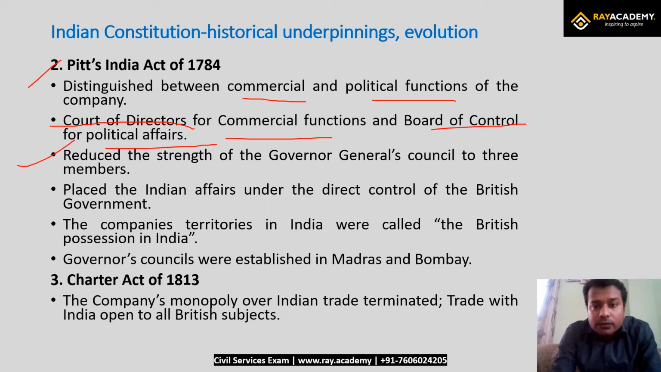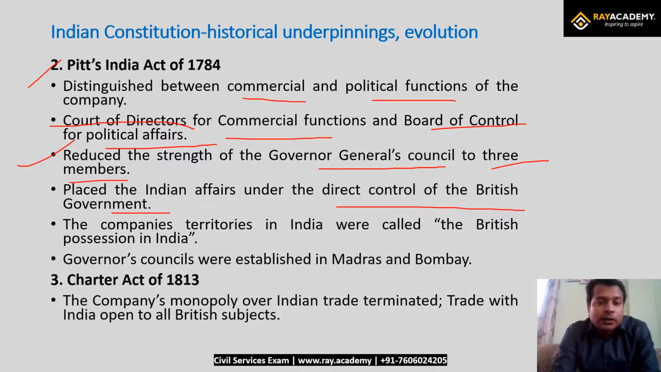Now, the strength of the Governor General's Council was reduced from 4 to 3 members. It placed the Indian affairs under the direct control of the British government. Earlier some sort of free hand had been given to the company, but with the Pitt's India Act 1784, the Indian affairs directly came under the British government. The company's territories in India were called the British Possessions in India. Governor's Councils were established in Madras as well as in Bombay. So these are a couple of points of the Pitt's India Act 1784.